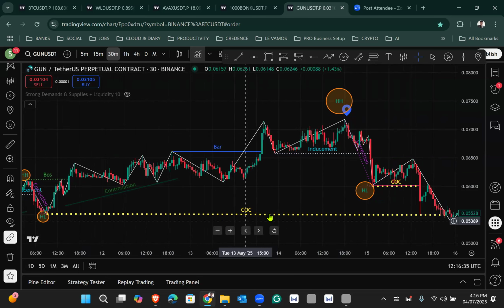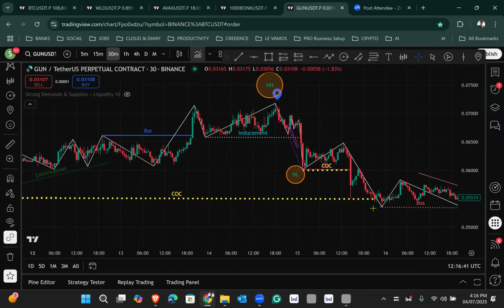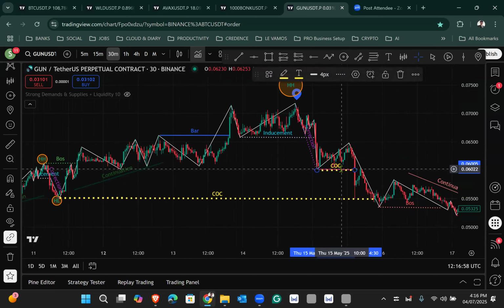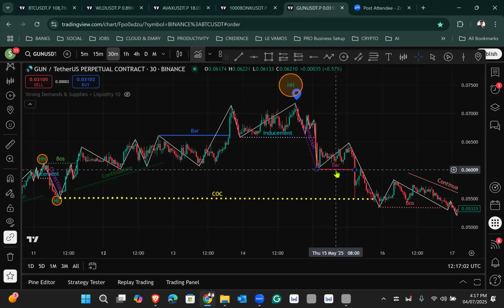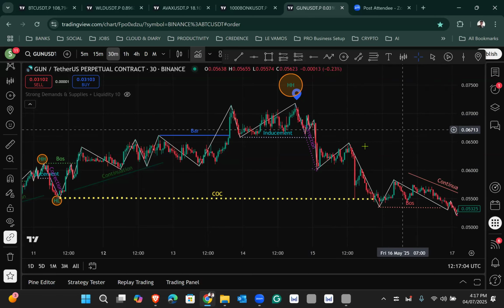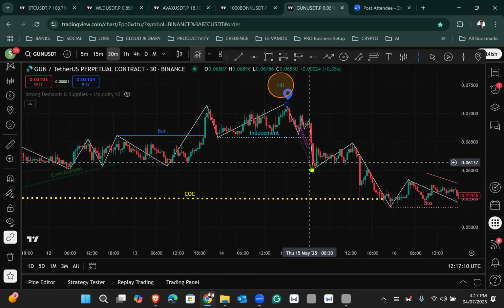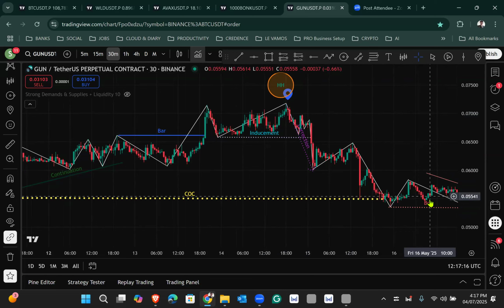Yes, it's still valid. So this higher low you put at the end here is not accurate, so you remove it. So this one is not valid, you mean? So this is also not correct. This change of character is also not correct. Correct. So this correction is still continuing, correct? No, this correction is still continuing.